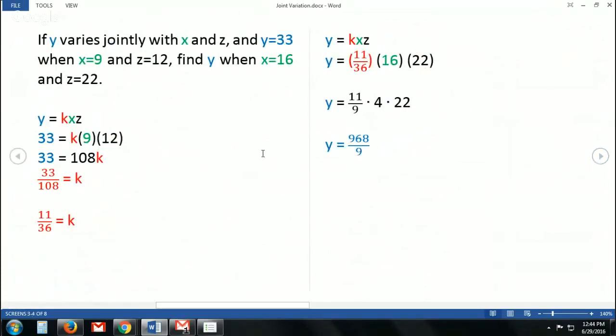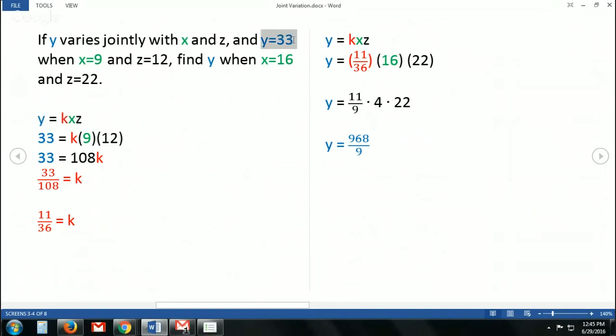If y varies jointly with x and z, and y is equal to 33 when x is 9 and z is 12, find y when x equals 16 and z equals 22. That's an awful lot of stuff to keep track of, but let's just start with our working equation for joint variation, y equals kxz. And let's substitute the things that we know.